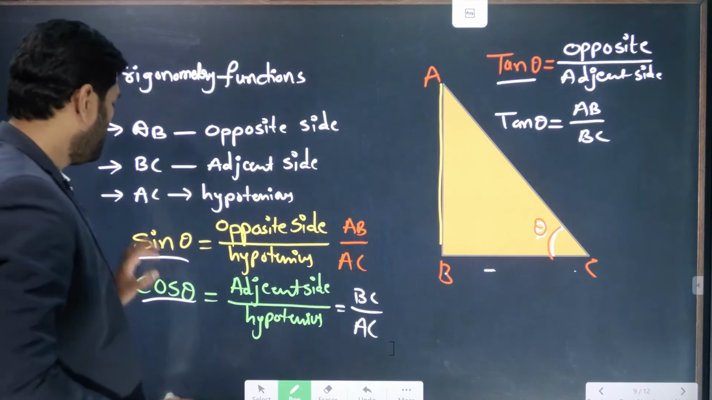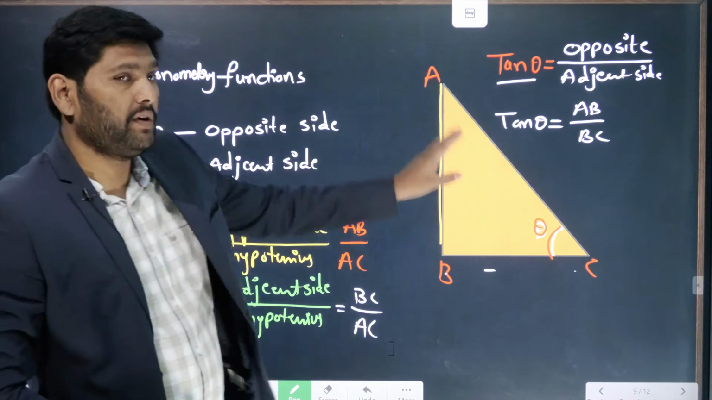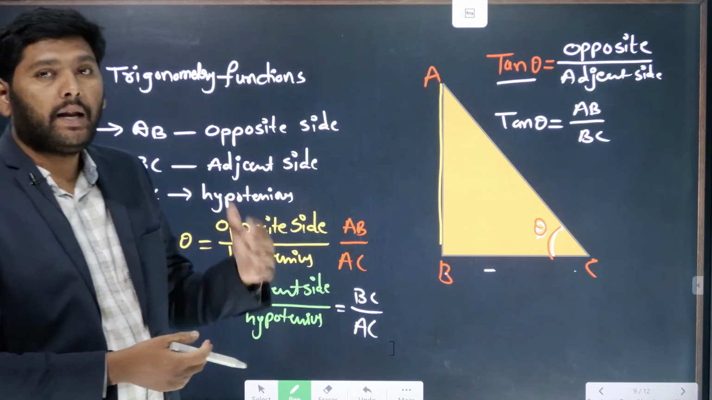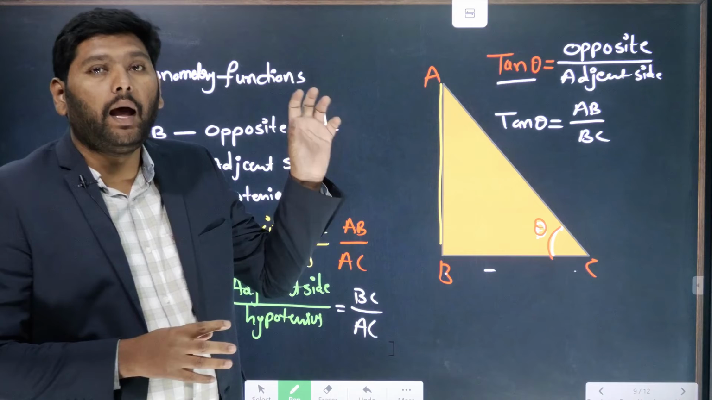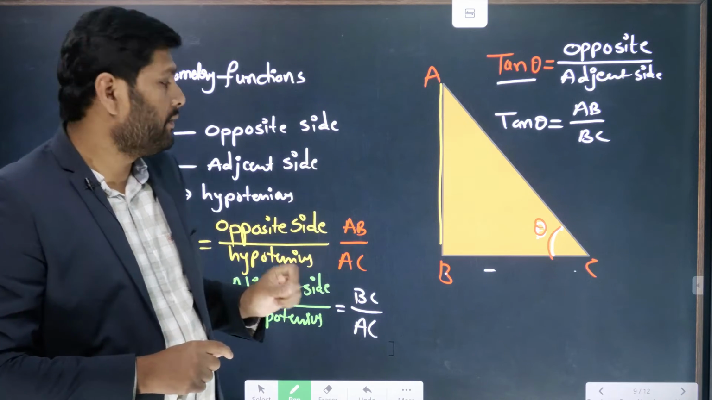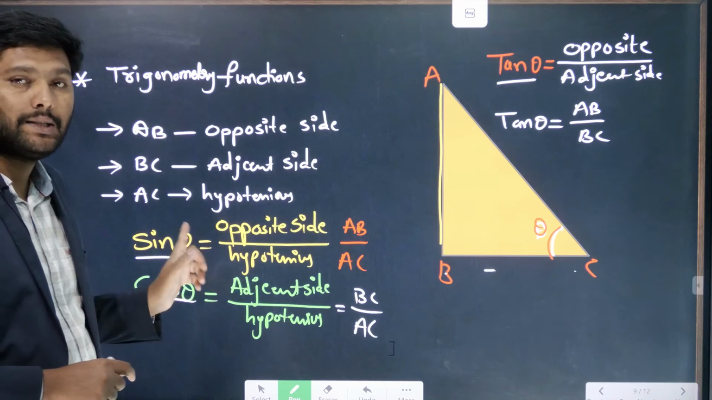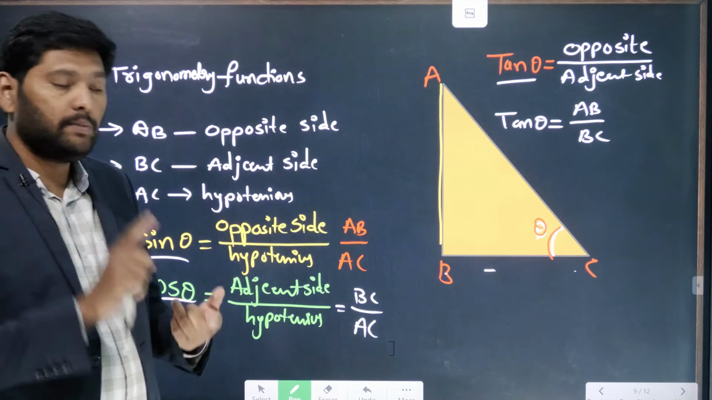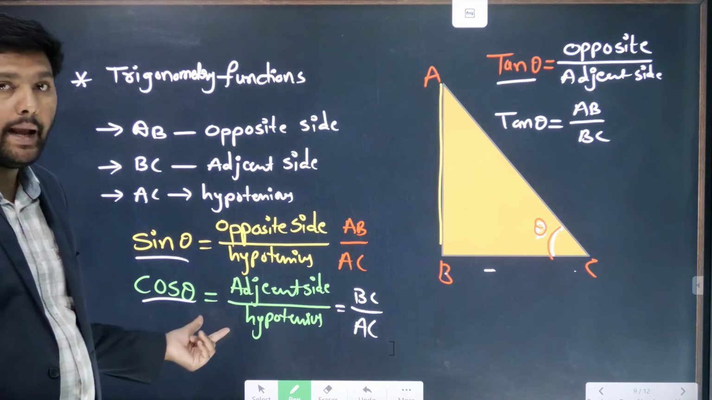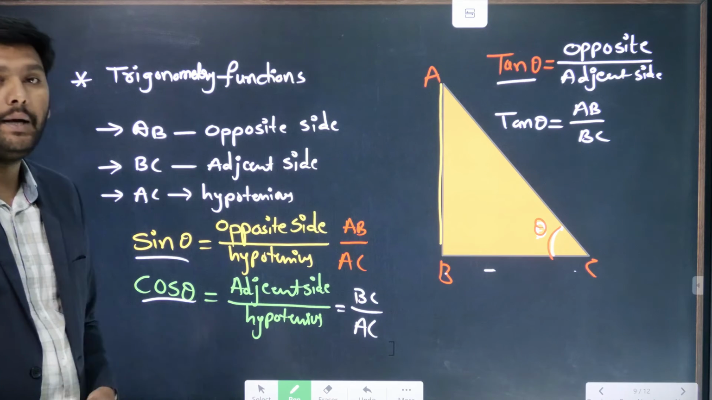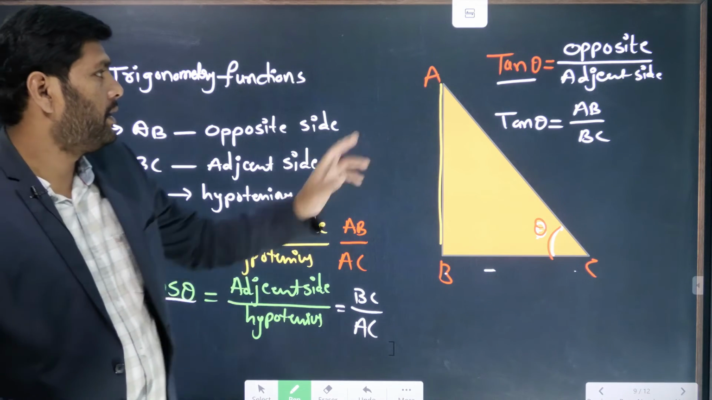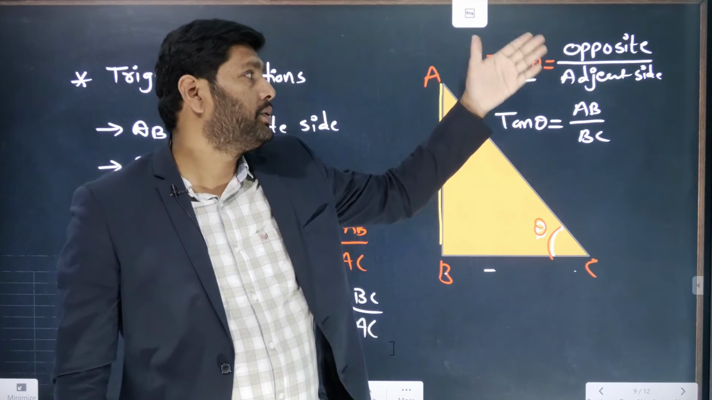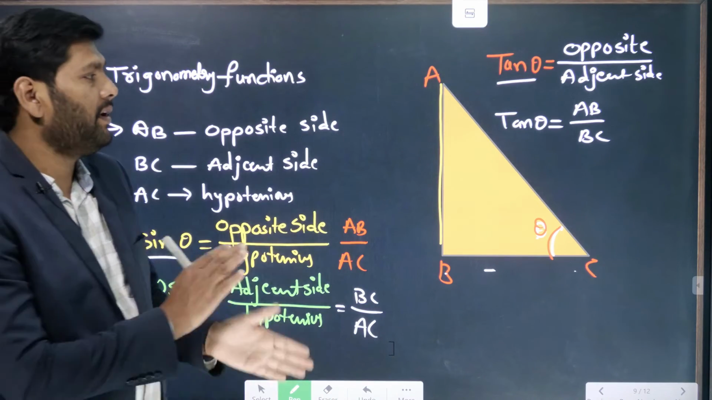So how many are there here? 3: sine function, cos function, tan function. What are these functions explaining? They are relating the angles and sides of the triangle. Sine function relates the angle with the opposite side and hypotenuse. Similarly, cos theta relates the angle with the adjacent side and hypotenuse. Same way, the tan function relates the opposite side and adjacent side to the angle.